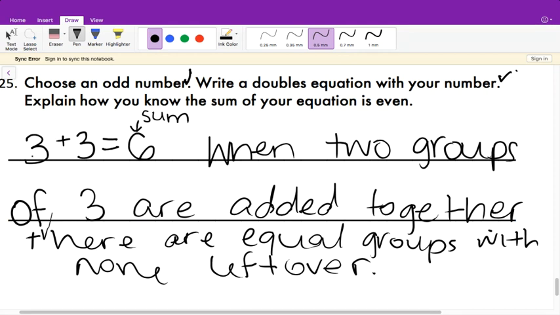Okay, so that's basically how we know a number's even. When numbers are even, there are none left over, everyone has a partner. When numbers are odd, there's always going to be one that's left over that doesn't have a partner or doesn't have a friend. Okay, so make sure you remember that for this question tomorrow. I know you guys are going to do great on your test. Thank you for watching the videos and for practicing and working hard always. And I'll see you tomorrow. Good night.